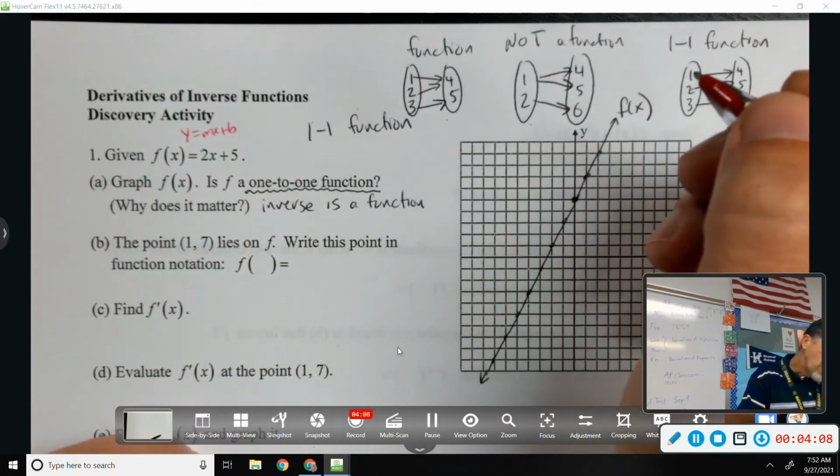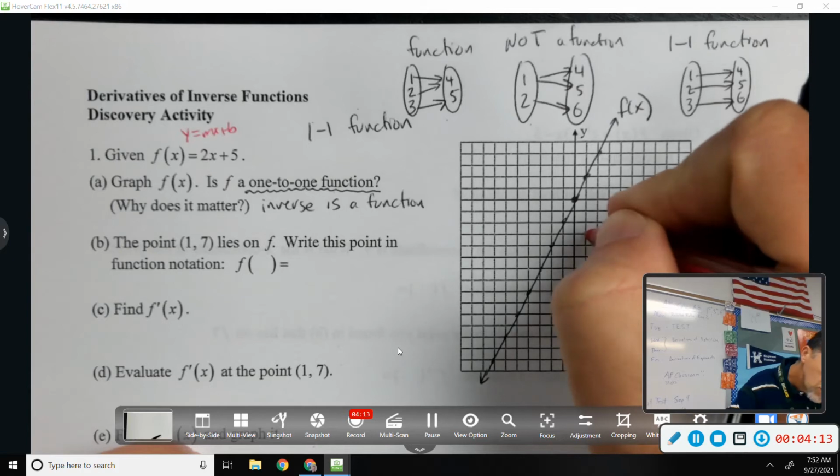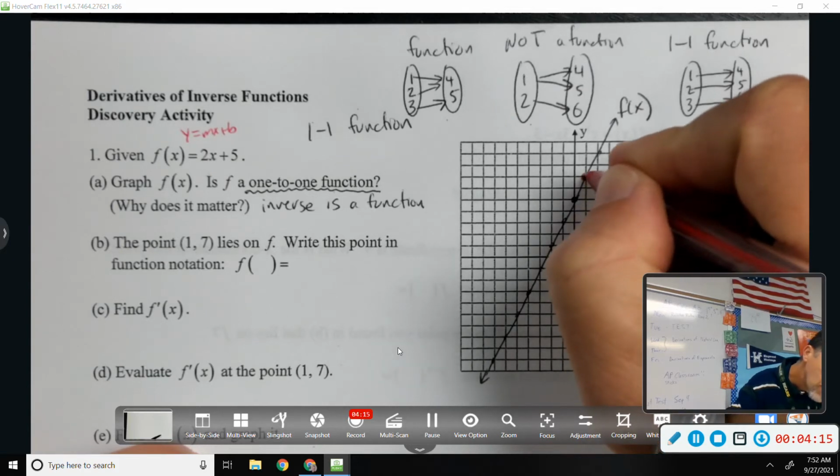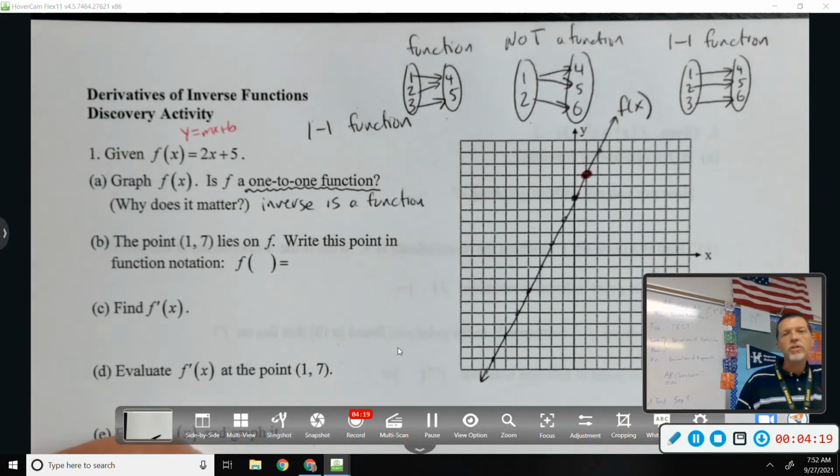The point (1, 7) lies on f. Let's label that point. So 1, 2, 3, 4, 5, 6, 7. Actually, let's not label it. Let's just make it a big dot because we're going to put more stuff on this graph.